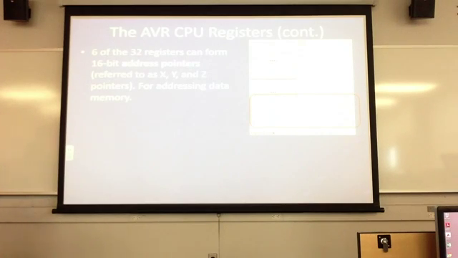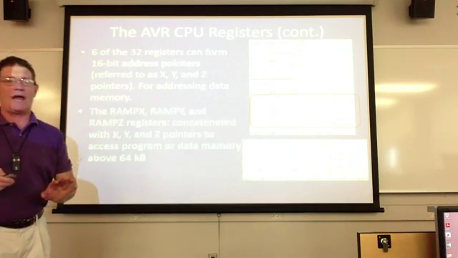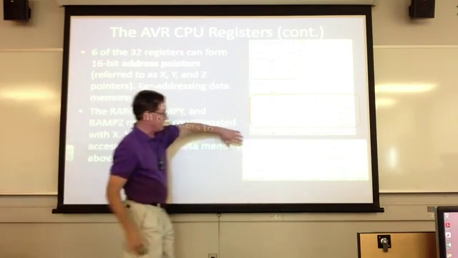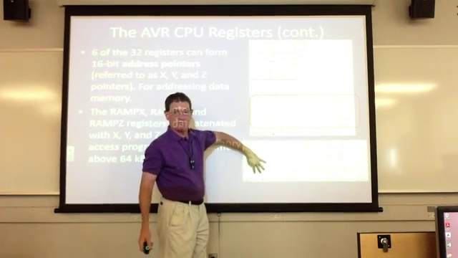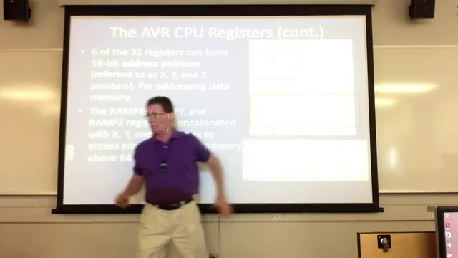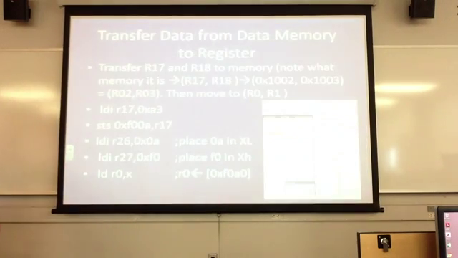So the X, Y, and Z are referred to as pointers for addressing data memory. Now, if you have extended memory, we're not going to worry about this because we're not going to have it. I just thought I would mention it to you. You can actually generate up to a 24-bit address if you have extended memory. It's called the RAMPX, RAMPY, and RAMPZ. Don't worry about this. We're only going to be working with these 16-bit registers here, okay?